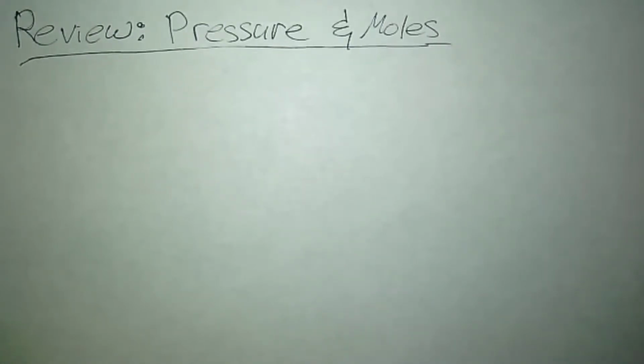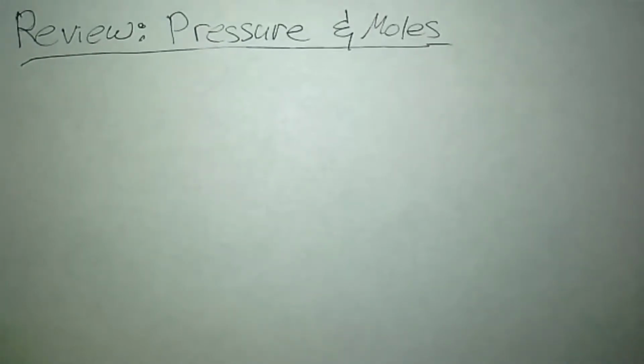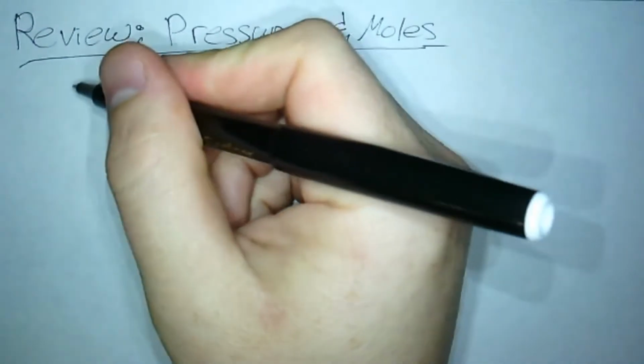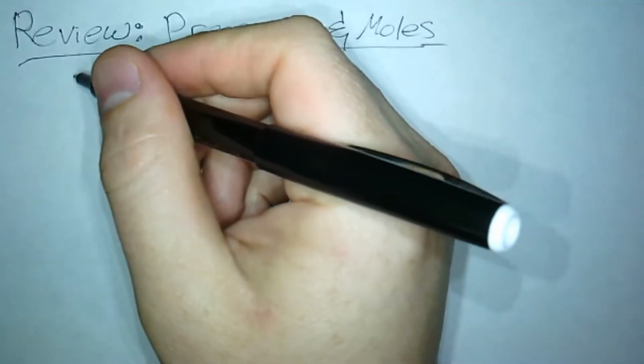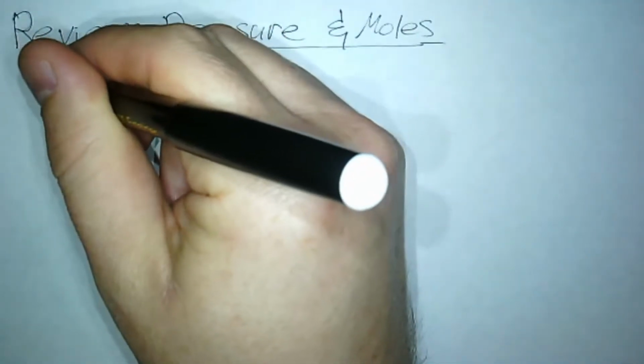So the first thing I want to do is just a real brief review of some concepts you learned in chemistry class, but you might not be the most familiar with at the moment, particularly pressure and moles. So pressure is, we're going to use the symbol P for it.